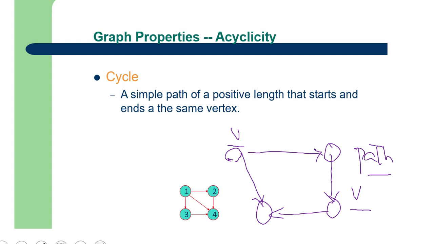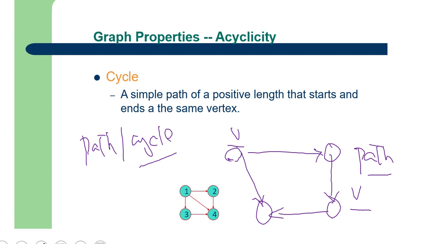In the case of a cycle, we start and end at the same node. So the difference between a path and a cycle is, for a path we start from a vertex U and we end up at another node that is called V. In the case of a cycle, the vertex U and V will be the same.